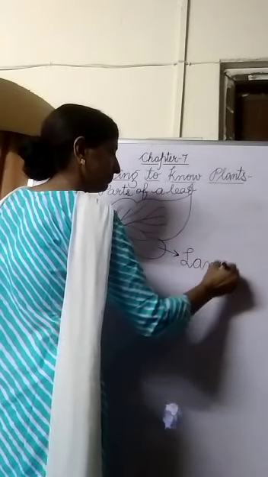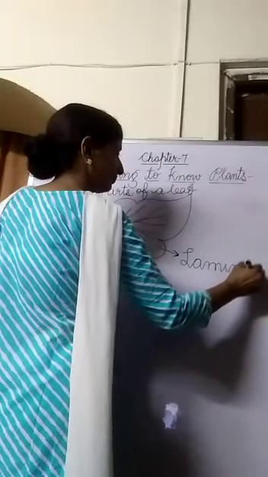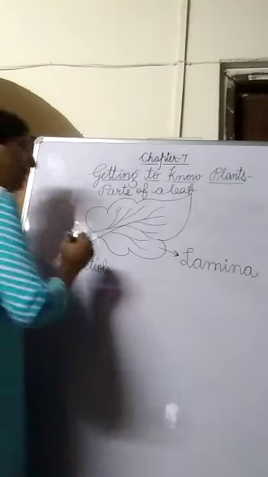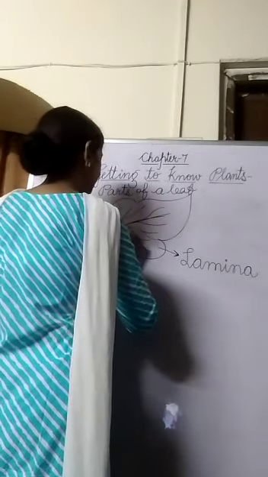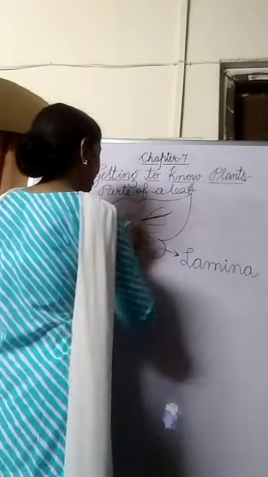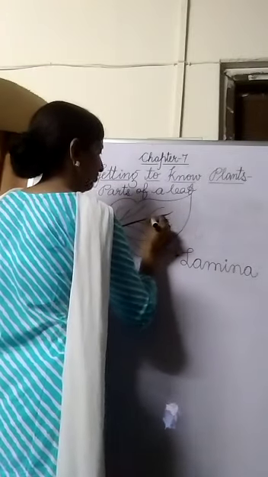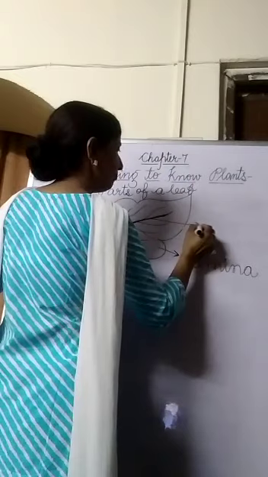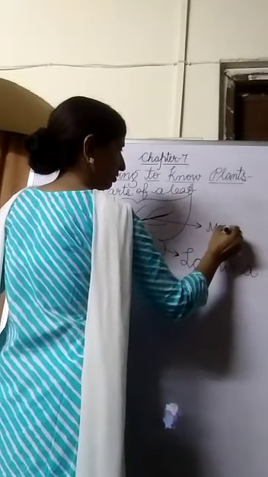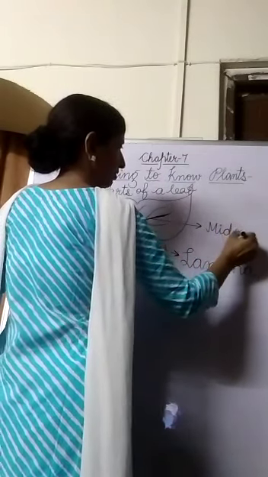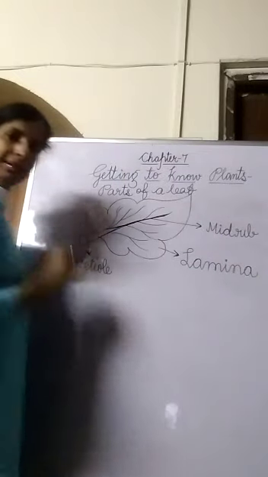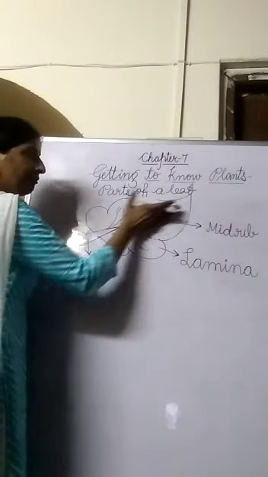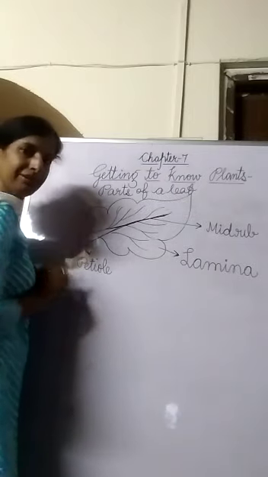lamina. Right? And a prominent line in the middle of the leaf, this is called midrib. What I am telling you, the prominent line in the middle of the leaf, this is called midrib.